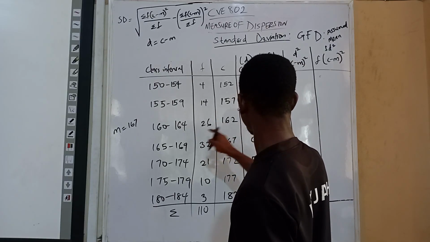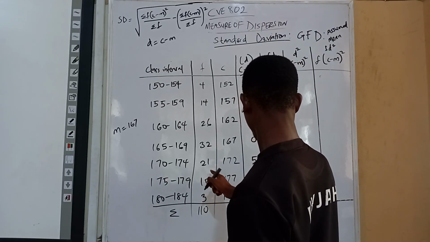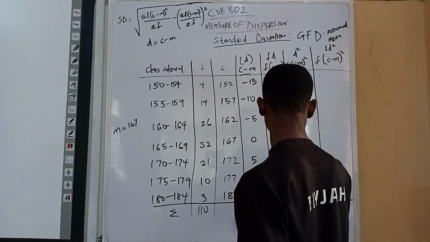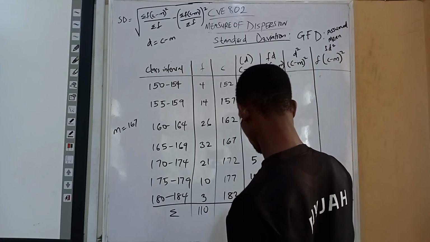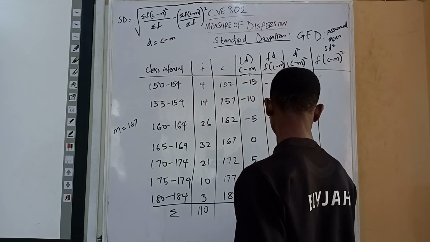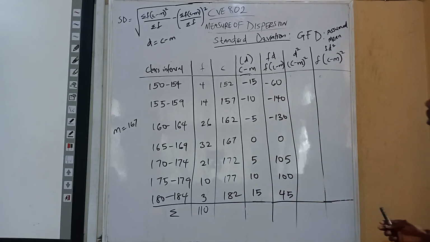This one will be 13 minus 130, minus 140. Then 21 times 5, that's 105. Then this one is 100. Then this one is 45. 100. And if you check our formula, do we have anything like summation FD?